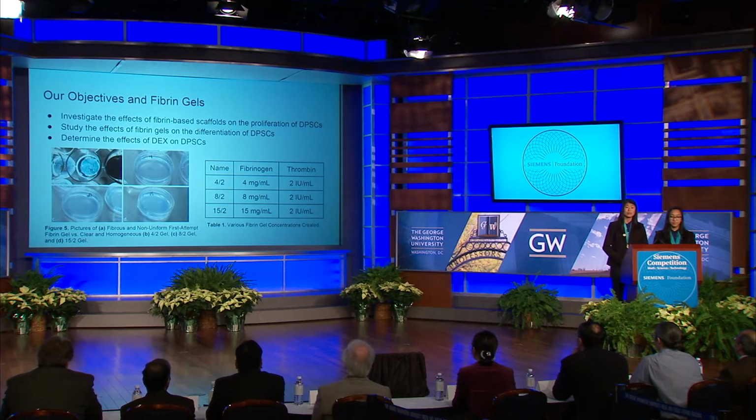We created 5 samples each of 4-2, 8-2, and 15-2 gels on P35 dishes. As you can see in Figure 5a, this was one of our initial attempts at creating a fibrin gel that resulted in thick fibers. But after multiple attempts with various techniques, we were able to create the homogeneous gels that we eventually plated cells on, as you can see in Figures 5b through d.